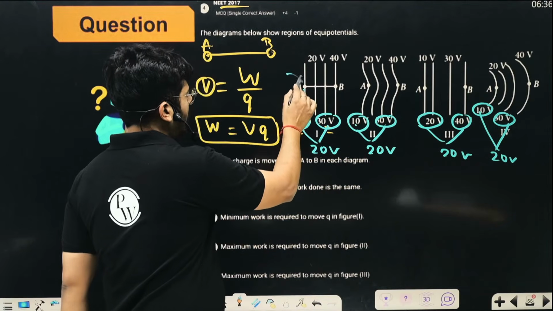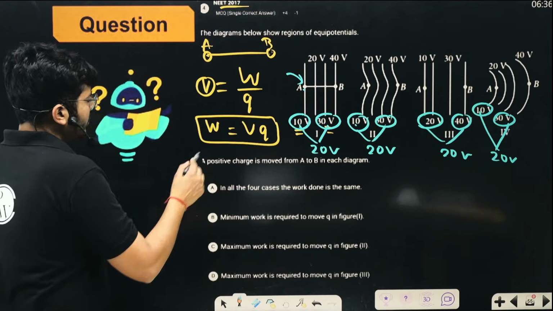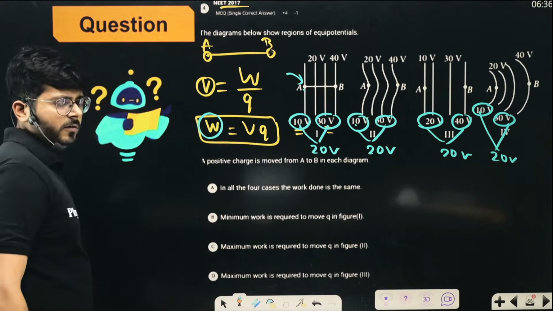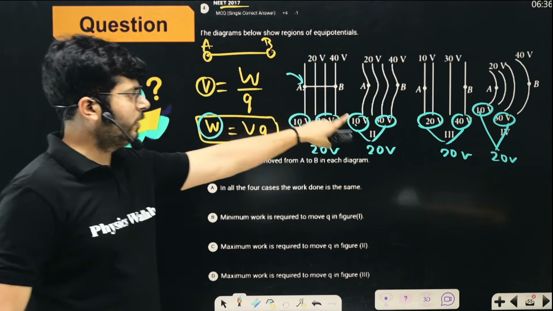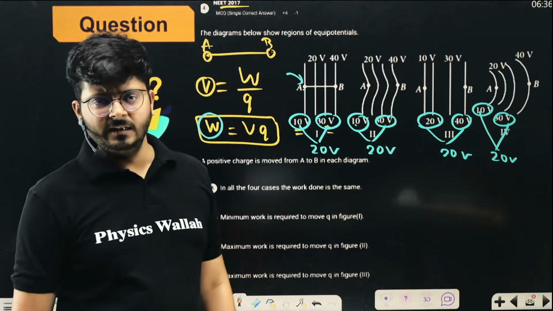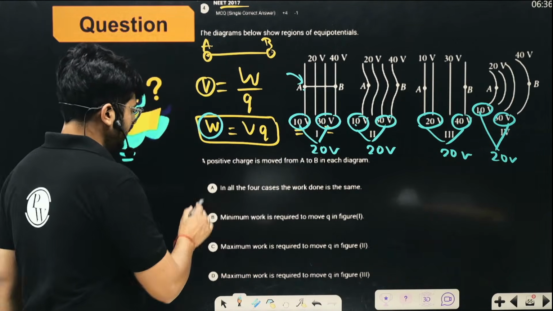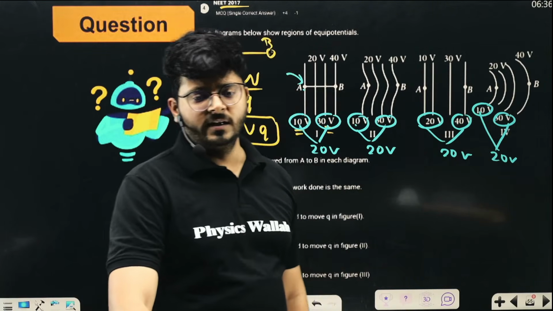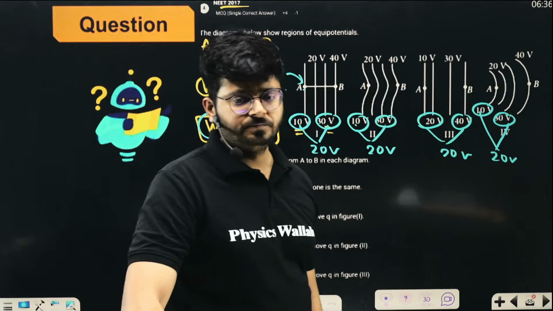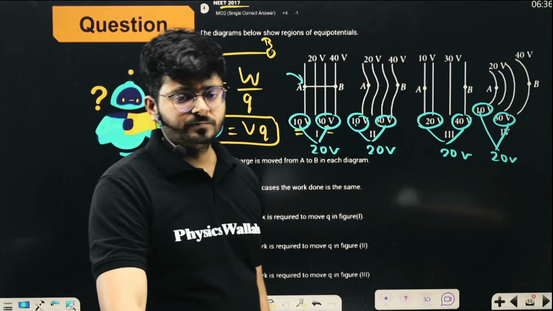And if you are always moving between two points with the same potential difference of 20 volt, we can say that the work done will be 20 into the same charge. 20Q is the amount of work done across all of them. So we can say that the amount of work done will be the same across all of them. So in all four cases, the work done is same. I hope the idea is very, very clear. All right, so let's move on and talk about the next numerical.